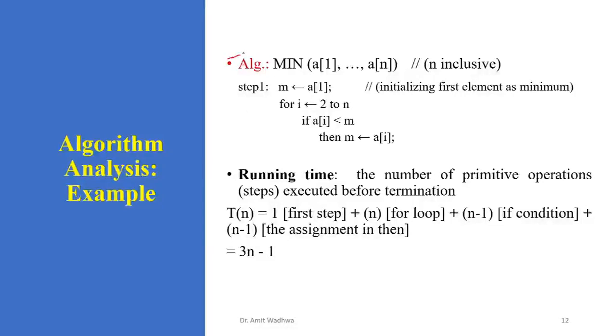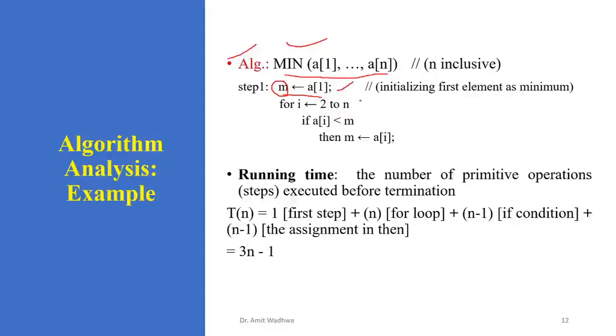So for example, if we analyze an algorithm based on this criteria, this is an algorithm in which we are finding the minimum out of all the elements of an array. It can be of any type. Suppose we are comparing the elements one by one. First, we are initializing the first element of the array inside this variable m. This is the first step, and it refers to the assignment operation.